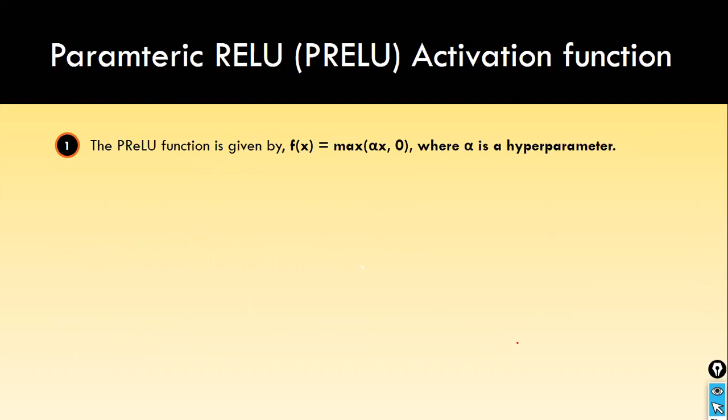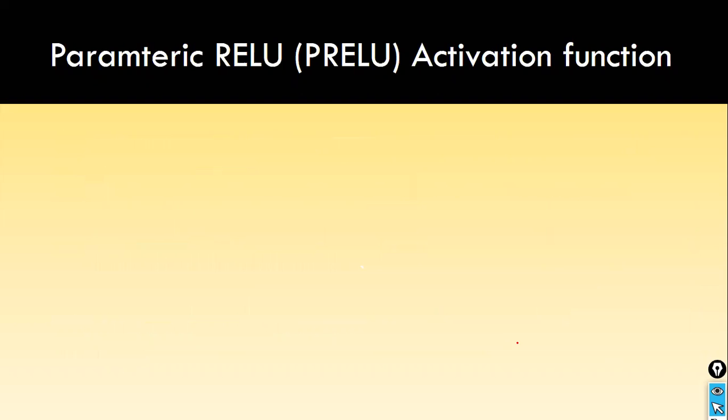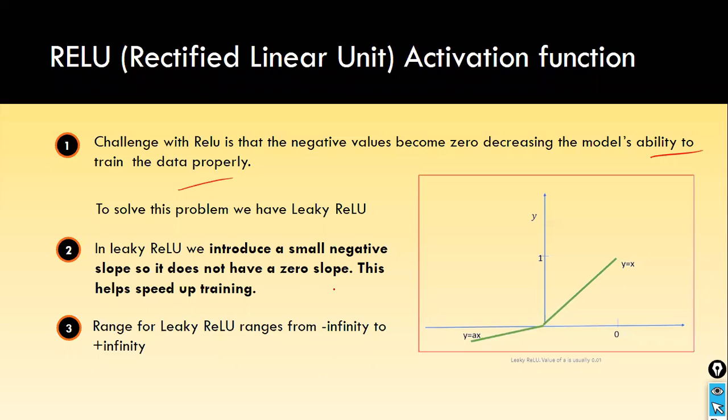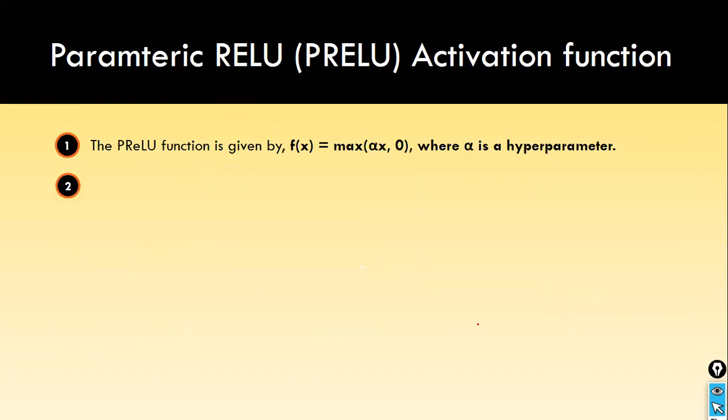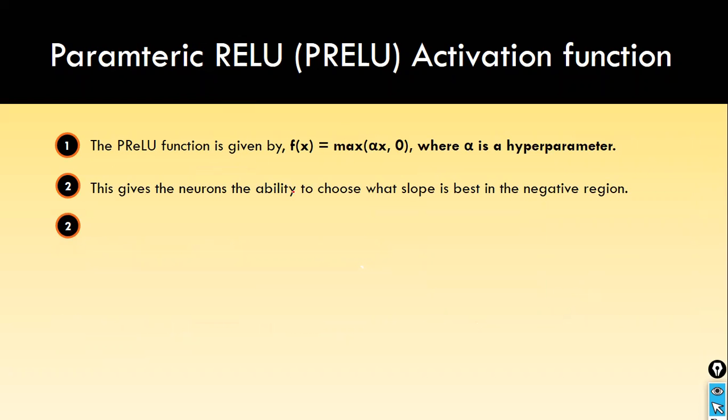So in this case, what happens is parametric p-ReLU gives the neurons the ability to choose the best slope in the negative direction. Even leaky ReLU addresses the issue with ReLU, but there are still some issues. Though it does not have zero slope, a small negative slope is introduced. But with p-ReLU, you can choose what slope is best in the negative region.